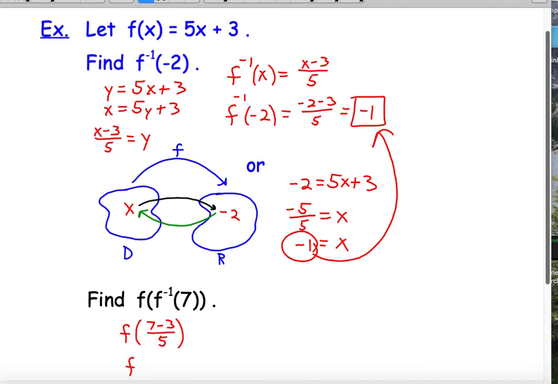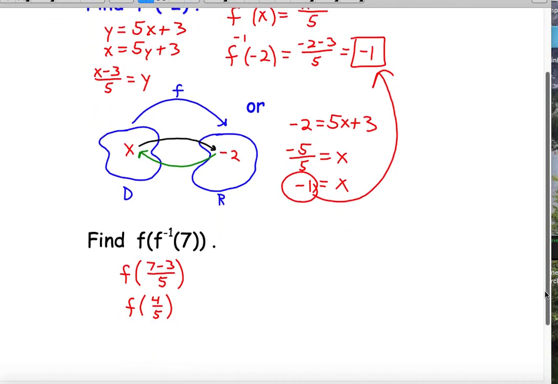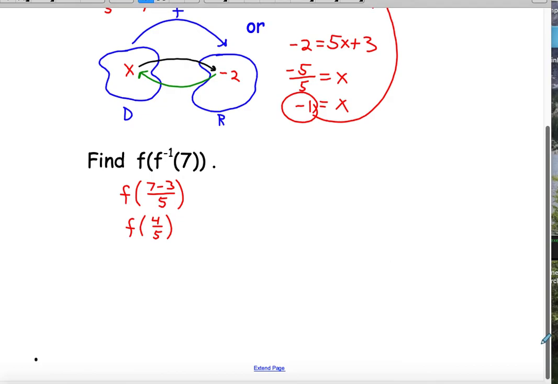That's going to give me 4/5. And then I'm going to plug 4/5 into f right there. And so that's going to give me 5 times 4/5 plus 3. 5's cancel, 4 plus 3 is 7. And then you realize, wait a minute, that's kind of weird. That's what I started with. That's what I finished with.